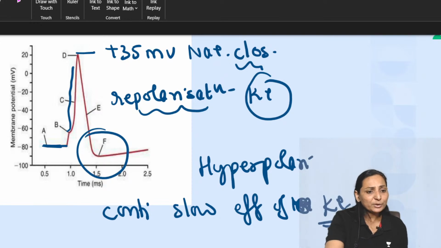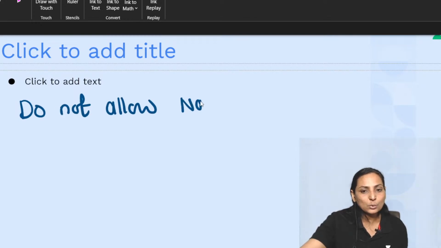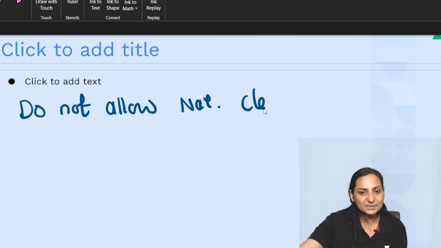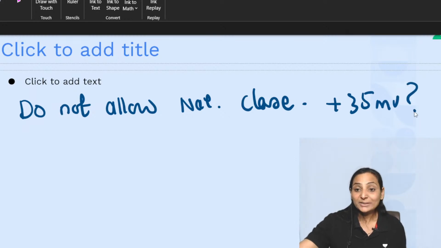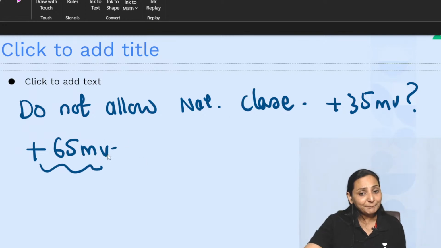Now, an important point to be understood is that if you do not allow the sodium channels to close, then instead of plus 35, what potential can they reach? Remember, they can reach up to plus 65 millivolts. Why plus 65?